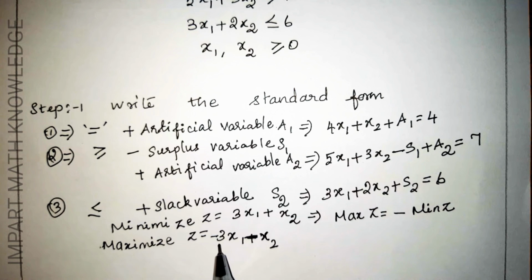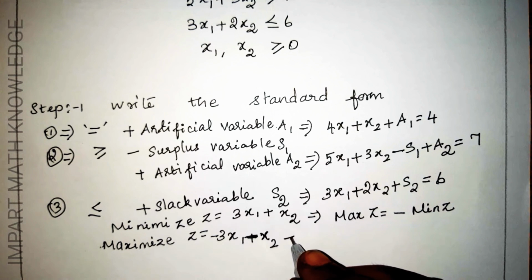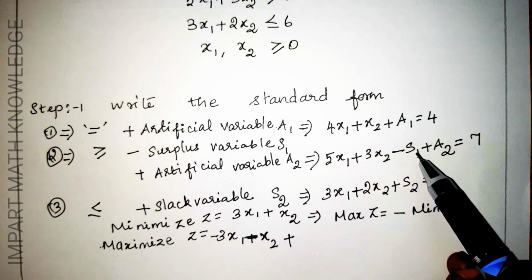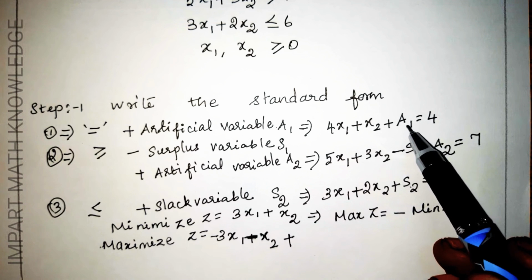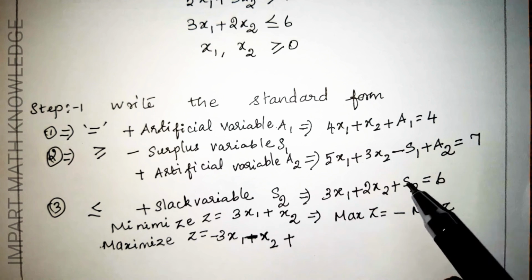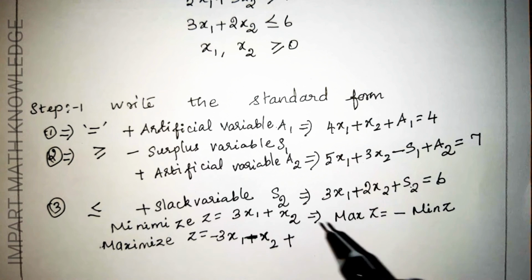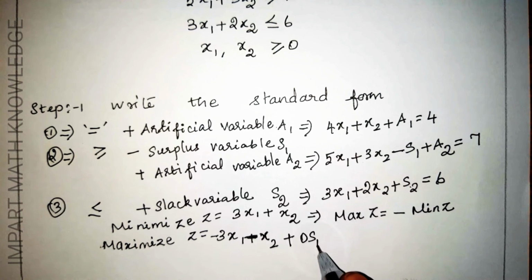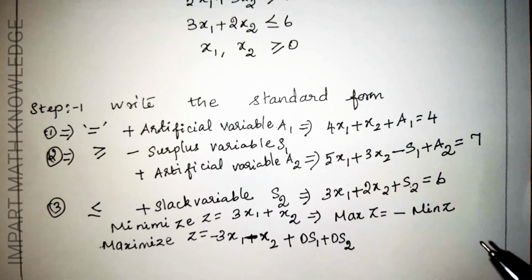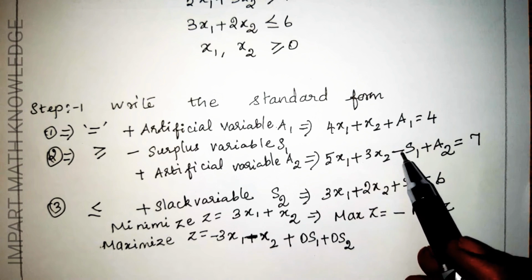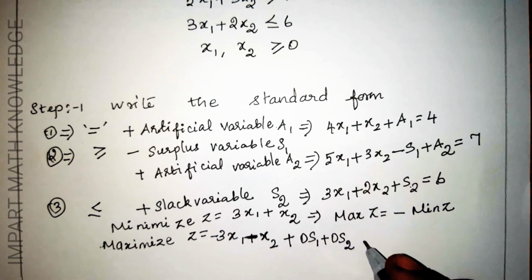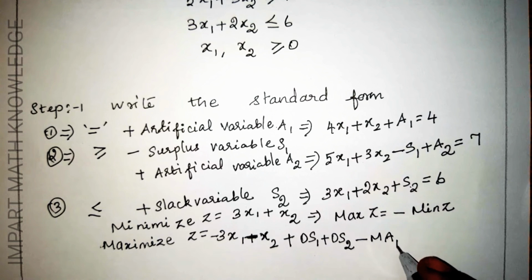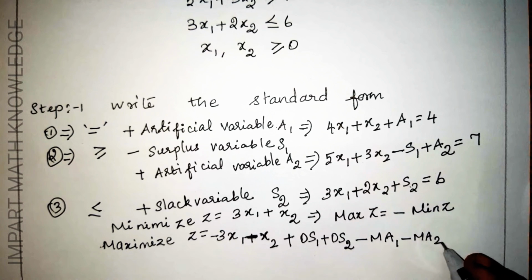Maximize z = -3x1 - x2, plus, here we are introducing the surplus variable s1, slack variable s2, and artificial variables a1 and a2. For slack and surplus variables, the cost is 0, so 0 s1 + 0 s2. And for the artificial variable, the cost is -M for a maximization problem, so -M a1 - M a2.